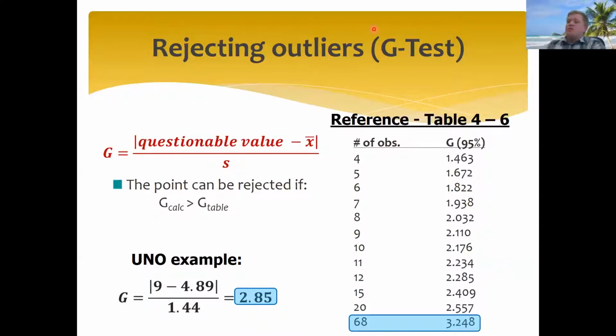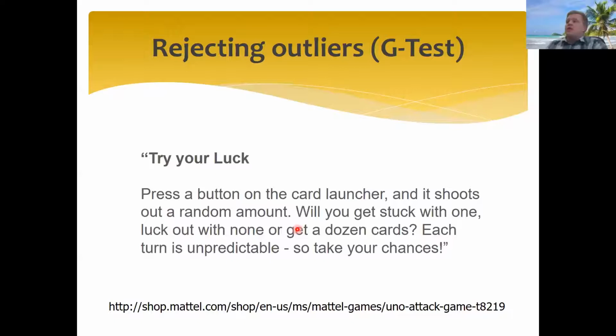It's also good practice when you make a measurement to look for other people that have made similar measurements to see how your data compares, whether your results are similar or different. So for this particular experiment, I went to the UnoAttack webpage. I have the link listed down here at the bottom of the slide. But this is what the website says. It says, try your luck. Press a button on the card launcher and it shoots out a random amount. Will you get stuck with 1, luck out with none, or get a dozen cards? Each turn is unpredictable, so take your chances.